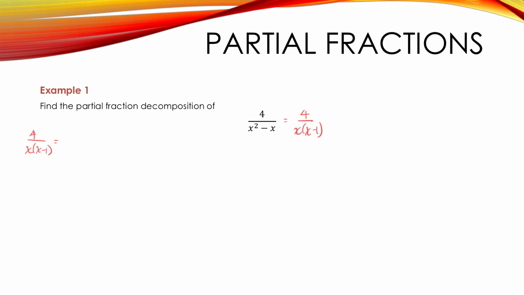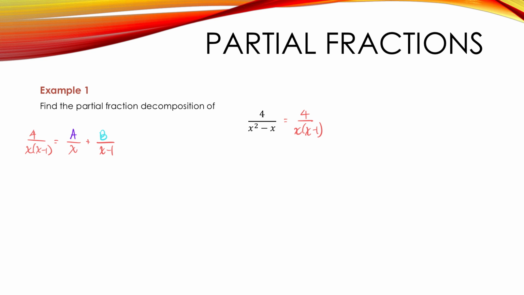So let's break down 4 over x times x minus 1 into, let's say, maybe, how about A and B would be our constants? Let's make it A over x, and let's do B over x minus 1.